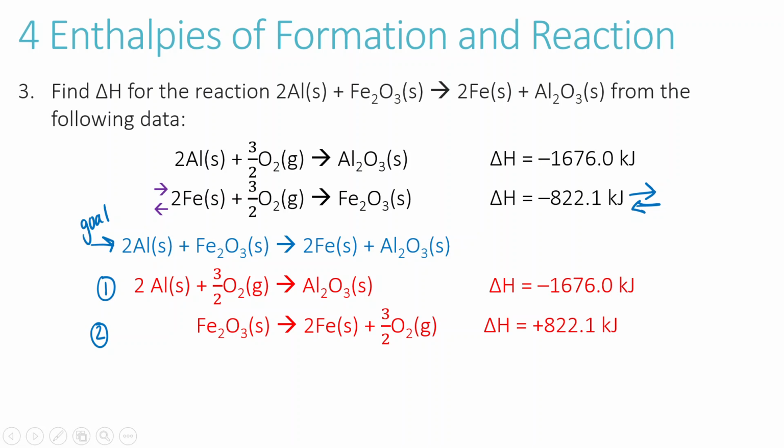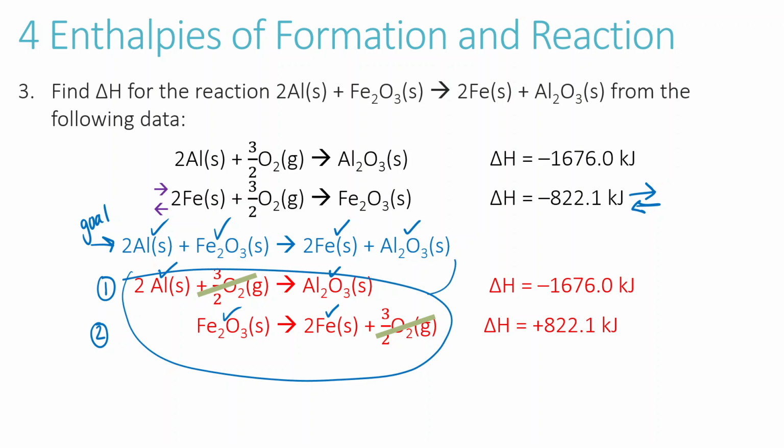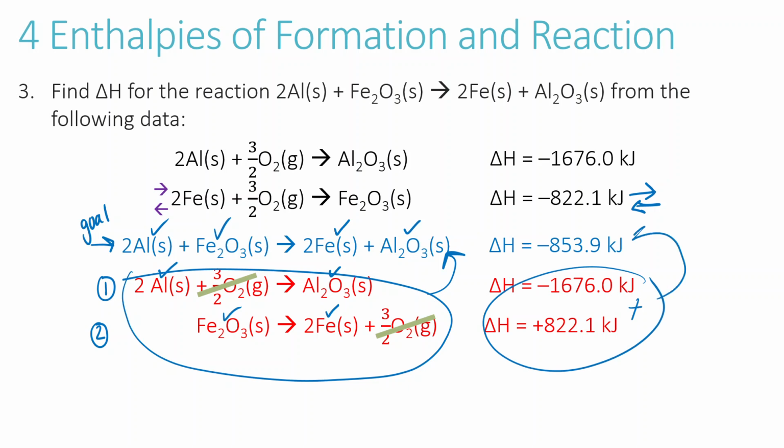Now we're going to check to see if this actually results in my desired equation. So this 3/2 O2, those are going to cancel. There's nothing else that cancels. So the only thing I'm left with is my 2Al solid as a reactant, my Fe2O3 as a reactant, my 2Fe as a product, and my Al2O3 as a product. So if I combine these two red equations, 1 and 2, it's going to result in my desired equation. So if I want to get delta H for this reaction, I just need to combine these two values to get delta H for the reaction.